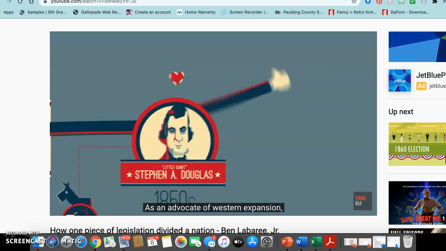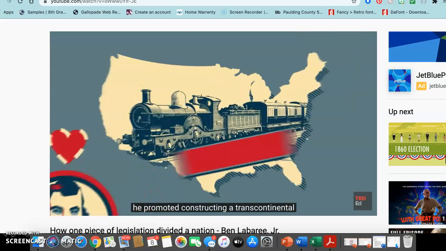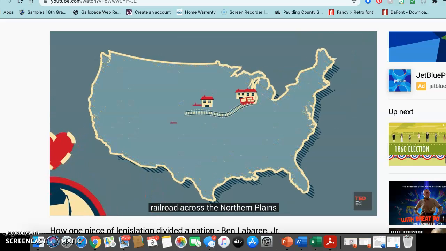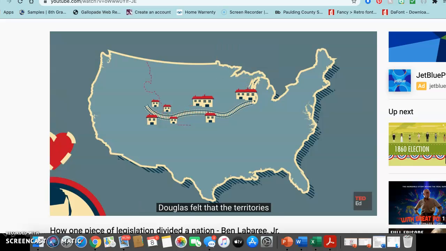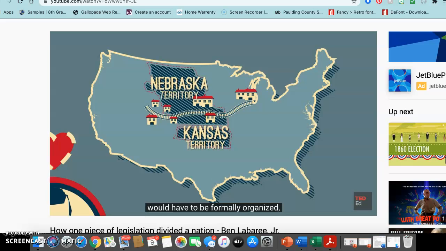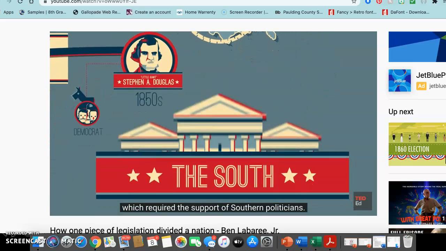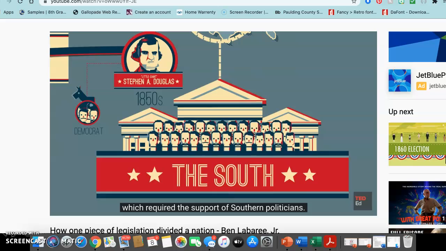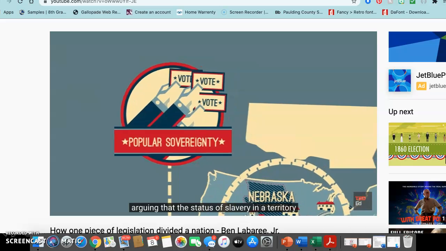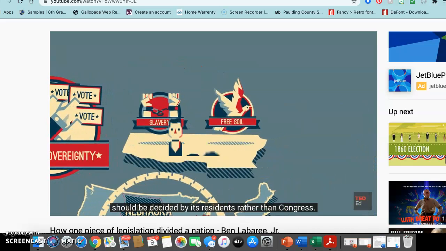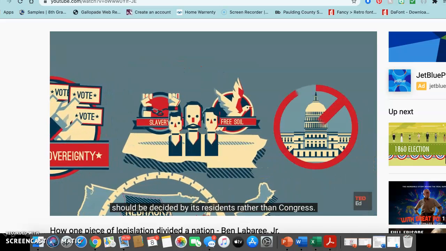As an advocate of Western expansion, he promoted constructing a transcontinental railroad across the northern plains with an eastern terminus in Chicago, where he happened to own real estate. For his proposal to succeed, Douglas felt that the territories through which the railroad passed would have to be formally organized, which required the support of Southern politicians. He was also a believer in popular sovereignty, arguing that the status of slavery in a territory should be decided by its residents rather than Congress.